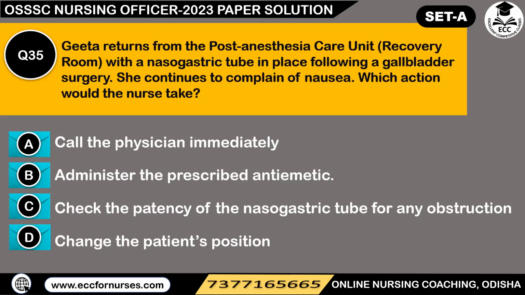Question number 35. Gita returns from the post-anesthetic care unit or recovery rooms with a nasogastric tube in place following a gallbladder surgery. She continues to complain of nausea. Which action would the nurse take? Answer is check the patency of the nasogastric tube for any obstruction.